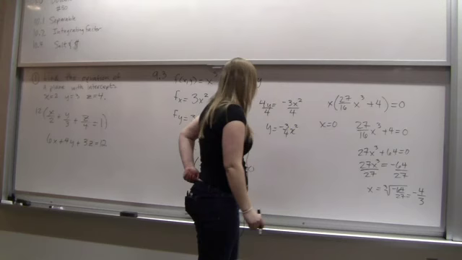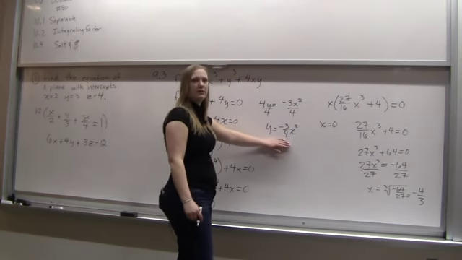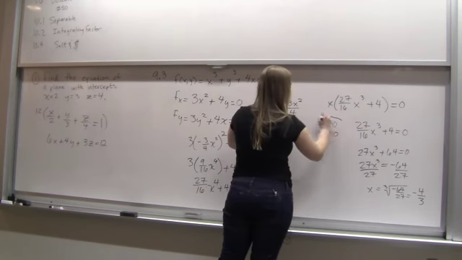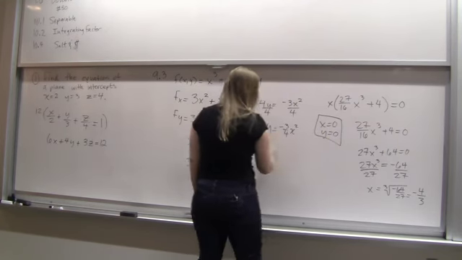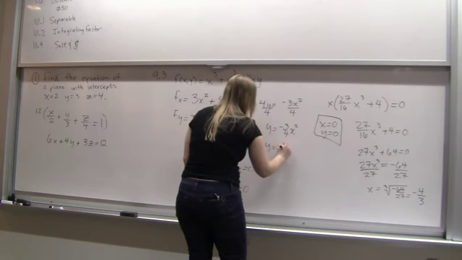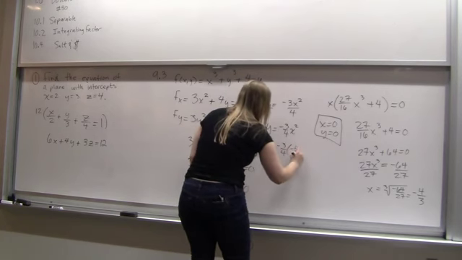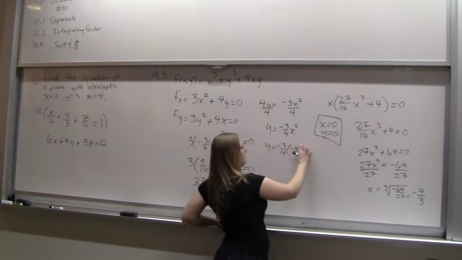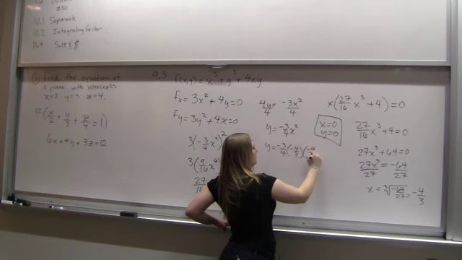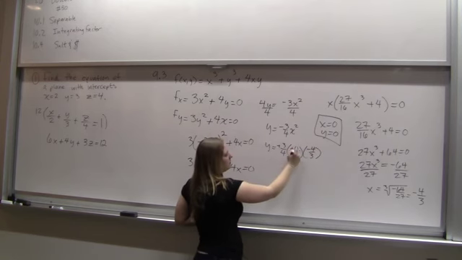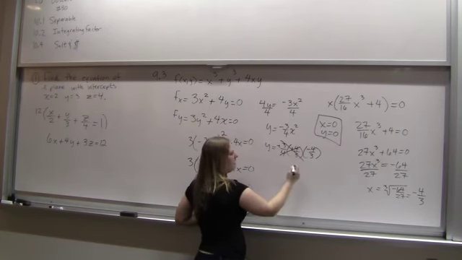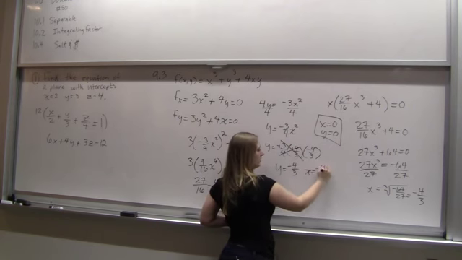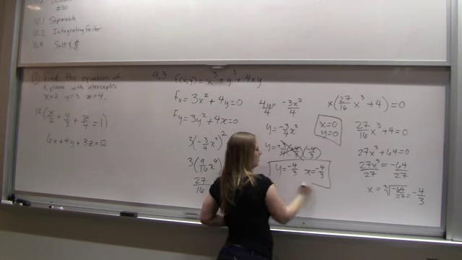Okay, so if x is 0, what is y? 0. So this is a point. If x is negative 4/3, I'm going to write this out like this instead, so that you can see that the negatives would cancel, the 4s would cancel, the 3s would cancel, and I'm left with y equals negative 4/3 and x equals negative 4/3. So this is another point.